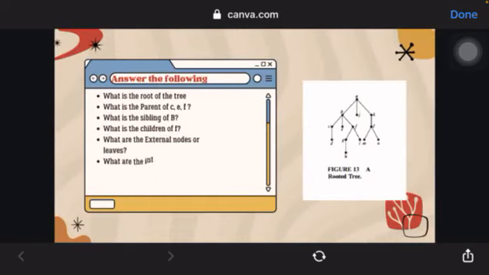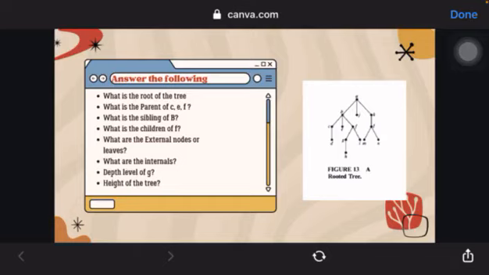So, here's the next example. Let's say our root is A. What is the parent of C, E, F? So, the parent of C, E, F is B. What are the siblings of B? So, the siblings of B are J and K. What are the children of F? The children of F are G and I.